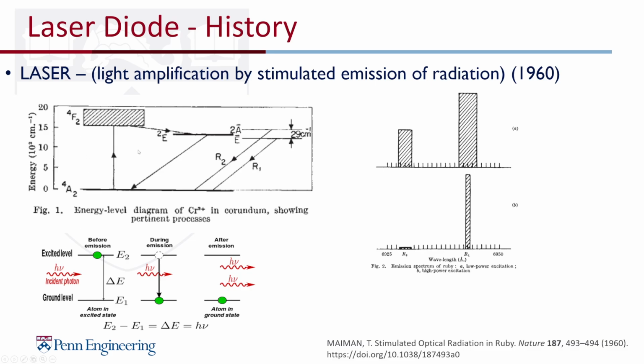Then after non-radiative transitions, it follows decay of spontaneous emission, which emits light at the wavelengths of 694.3 nanometer and 692.9 nanometer, which is shown like this spectra in figure 2 here.